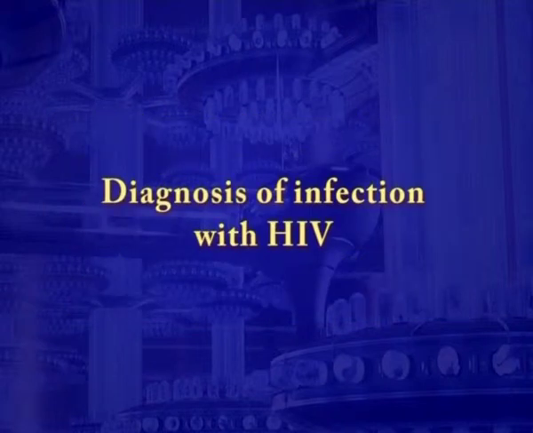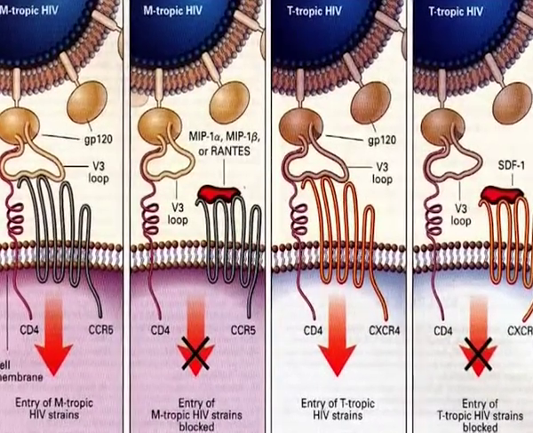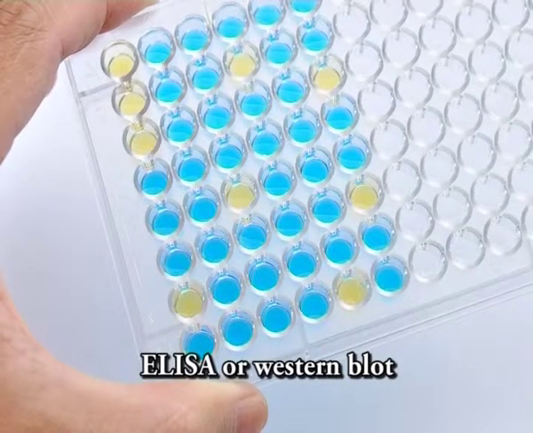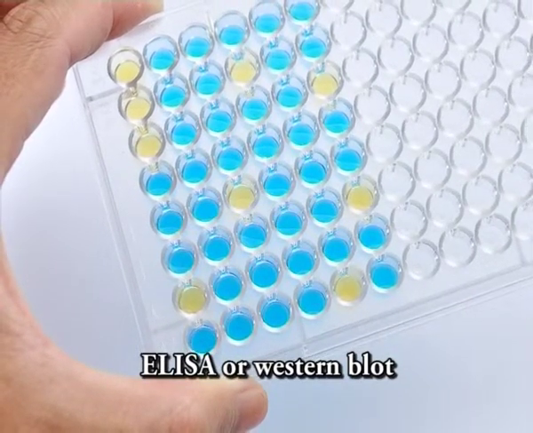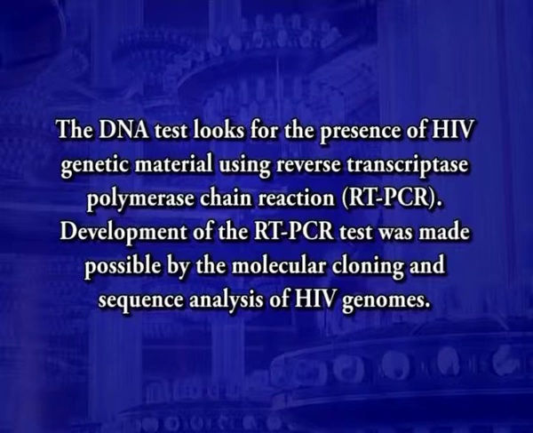Diagnosis of infection with HIV. Each of the three widely used methods for diagnosing HIV infection has been developed using recombinant DNA. The antibody test, ELISA or Western blot, uses a recombinant HIV protein to test for the presence of antibodies that the body has produced in response to an HIV infection. The DNA test looks for the presence of HIV genetic material using a reverse transcriptase polymerase chain reaction. Development of the RT-PCR test was made possible by the molecular cloning and sequence analysis of HIV genomes.